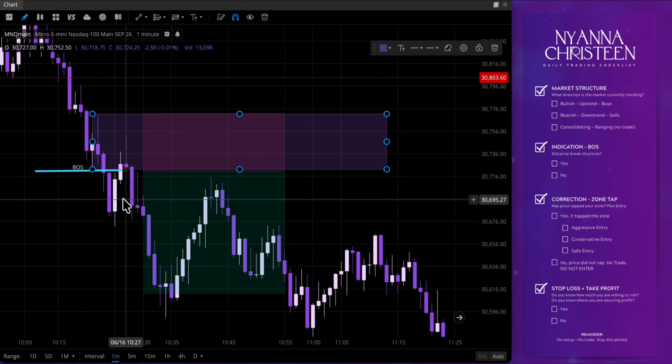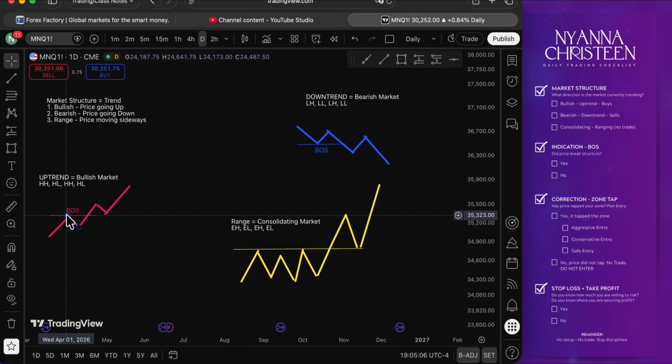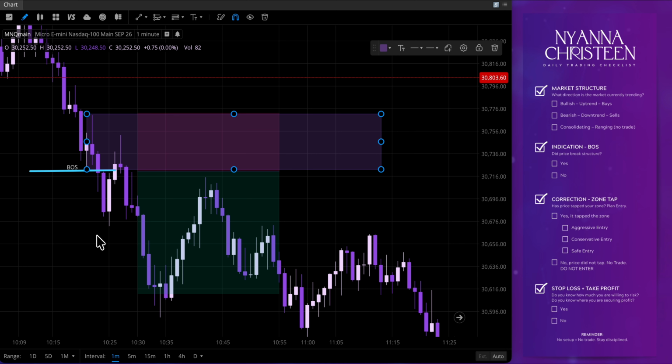Okay, cool. So the correction would be price coming back to an area. If you guys remember, I said one thing price is always going to do is pull back. So for an uptrend, we have a low, we have a high, then price pulled back, right? And then it continued. Same with a downtrend. We have a high, a low, price pulled back, and then it continued. So right now we're waiting for that correction. That's the pullback. So what does that look like? This is the pullback all the way back to this zone.